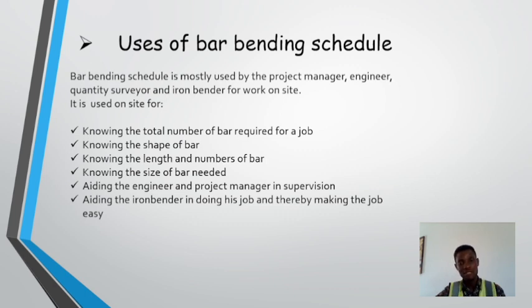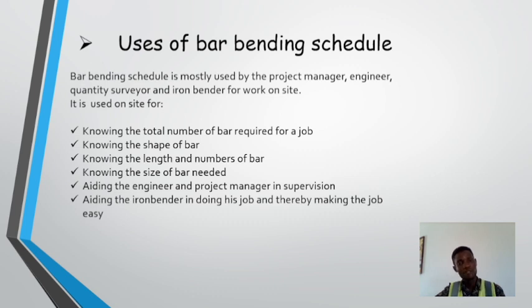And the last person is the iron bender. The iron bender is involved in the reinforcement work, is a direct labor on the reinforcement work. So if an iron bender is using a bar bending schedule and the structural drawing, it helps him a lot in doing his work, because there's no need to come to the drawing and begin to guess the length of rod, because the length, the dimension, and the size are already in the bar bending schedule. So you just need to work with the bar bending schedule and the structural drawing.